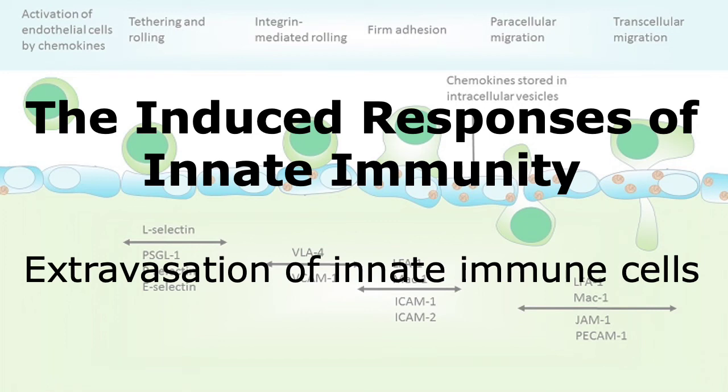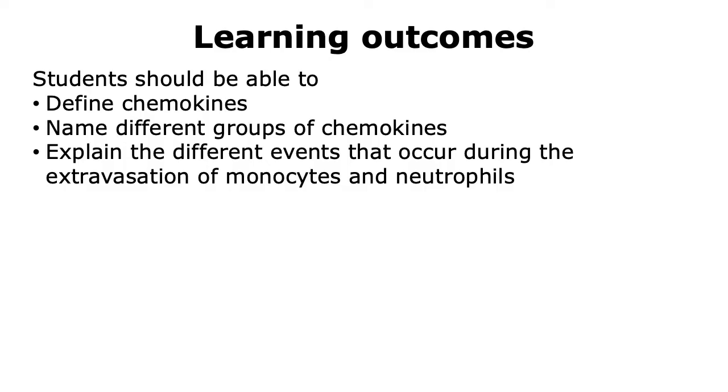Welcome to the Induced Innate Immune Responses module. In this talk, we're going to learn about the extravasation of immune cells. We're going to first look at chemokines and different groups of chemokines, and then learn about the different events that occur during the extravasation of monocytes and neutrophils.